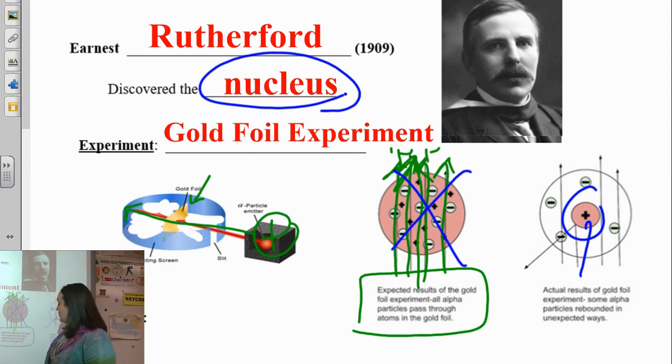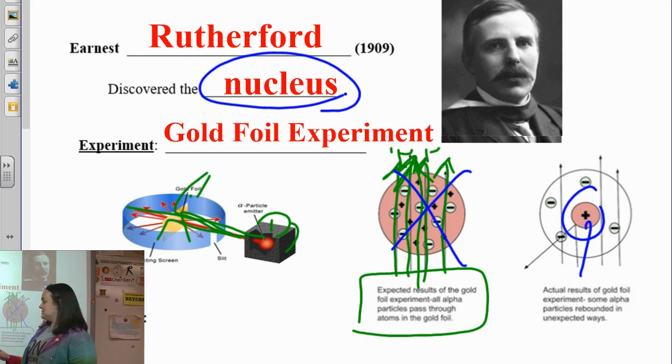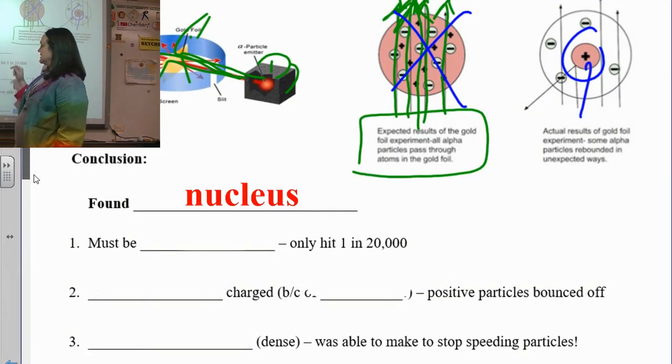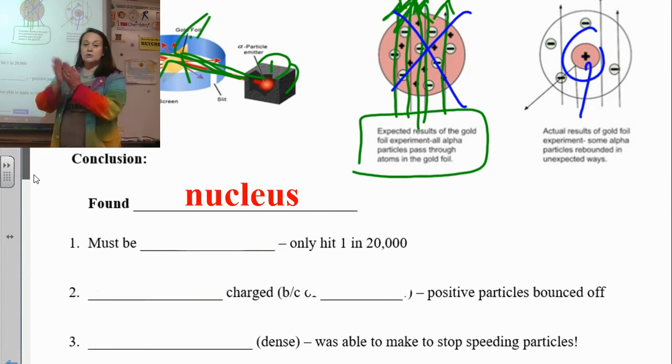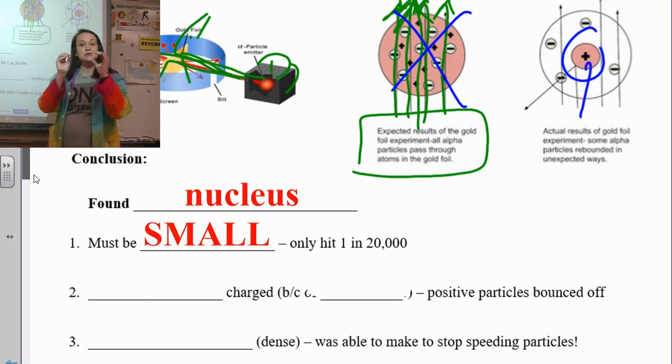A few things they found out from this experiment. As the particles were zooming on through, they hit something and were scattered and thrown off course. So here's the conclusion: the first thing is that they found the nucleus. They missed the majority of the time. The majority of the time, the particles went right through and didn't hit anything. If they missed the majority of the time, that means that the nucleus is extremely small in size, okay?